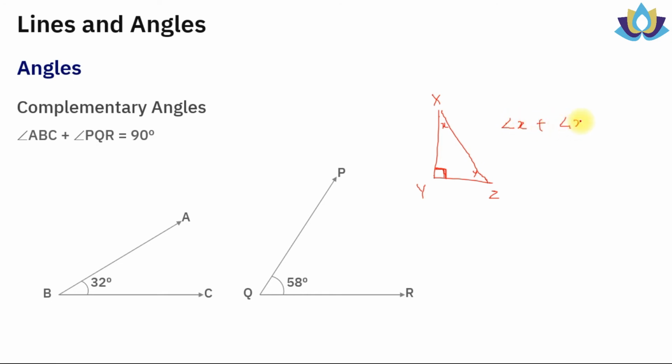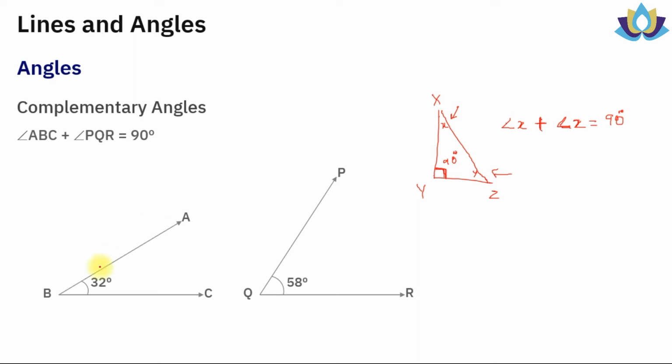angle X and angle Z, if you add them, that is going to be 90 degrees as well, because the total measurement of all the angles in any triangle is 180 degrees, right? We know that. So as this is already 90, the measurement of the remaining two angles here, if you add them, the total has to be 90 degrees. Though we don't know the individual measurements, we know that the total has to be 90 degrees. So that is also called a complementary pair of angles.